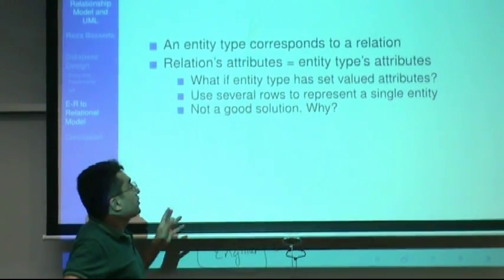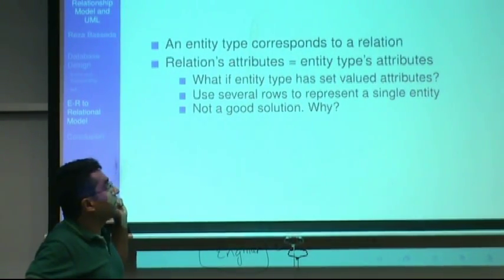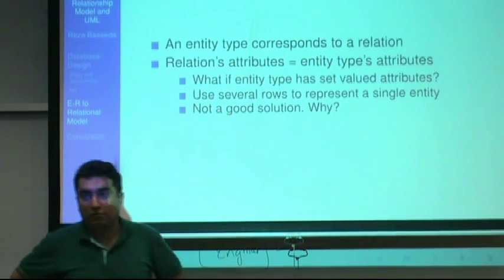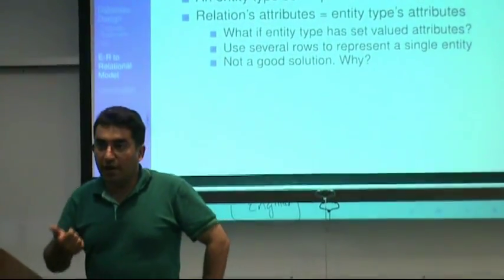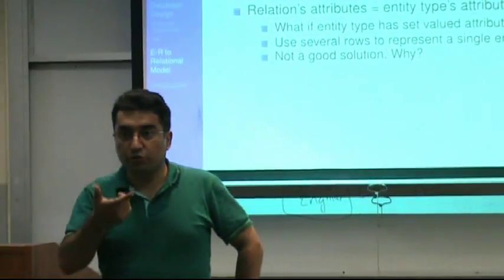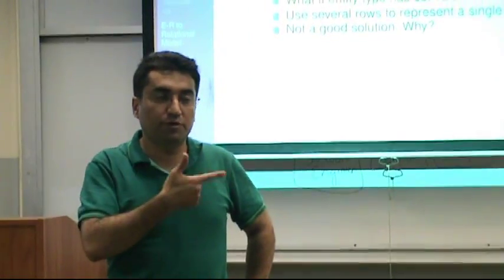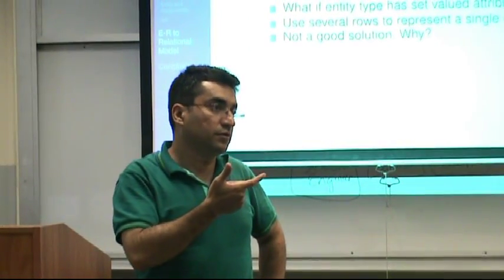Okay. So the question is now, what if an entity type has set-valued attributes? How do we resolve this? You remember John had 2 hobbies, a coin and a stamp. How do you represent this in a table?